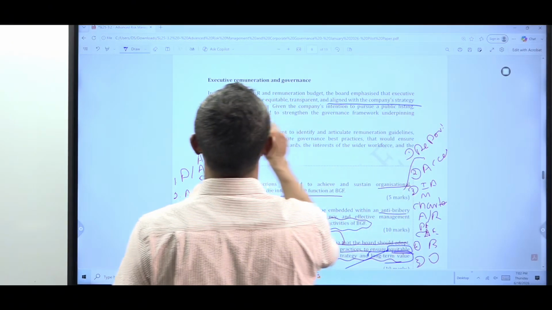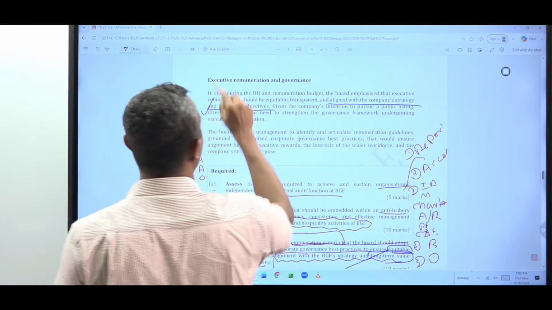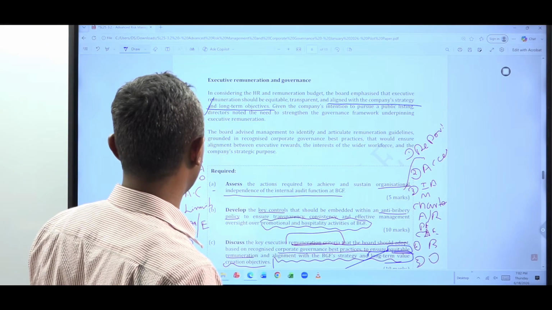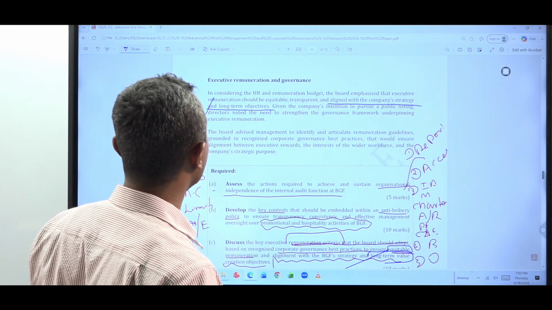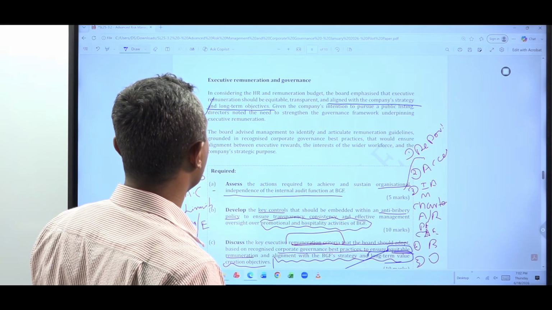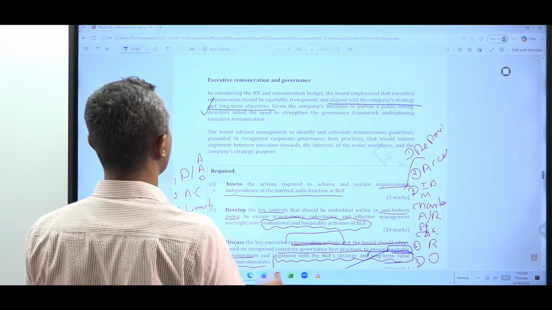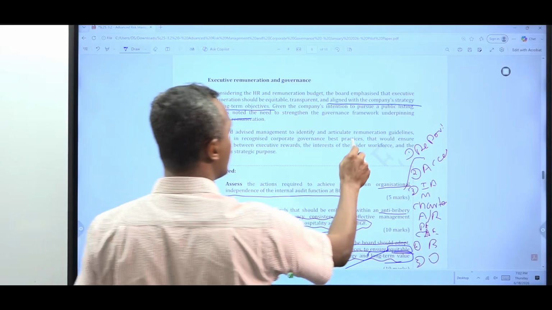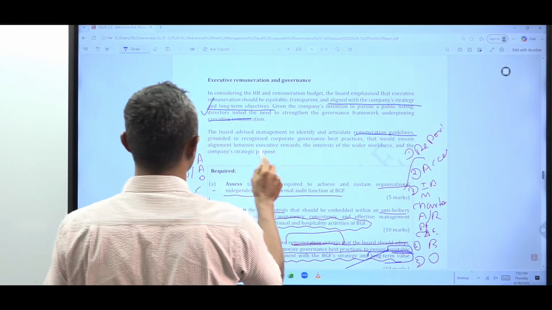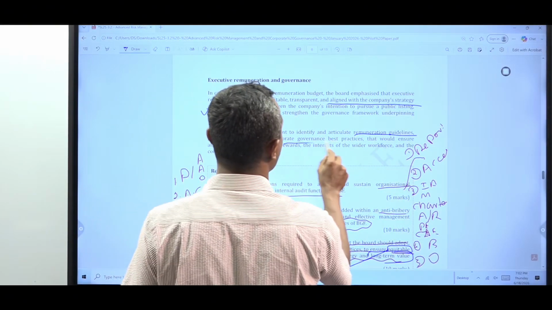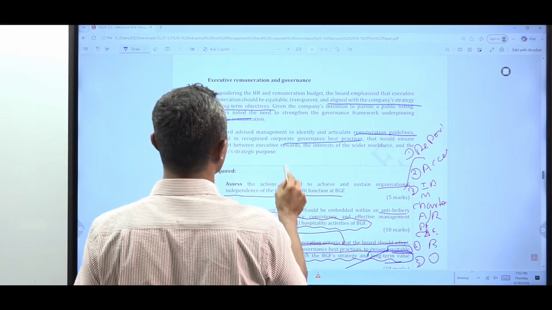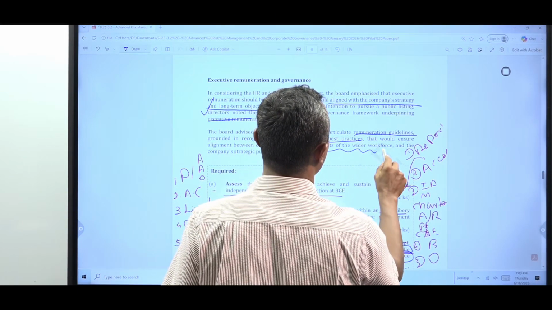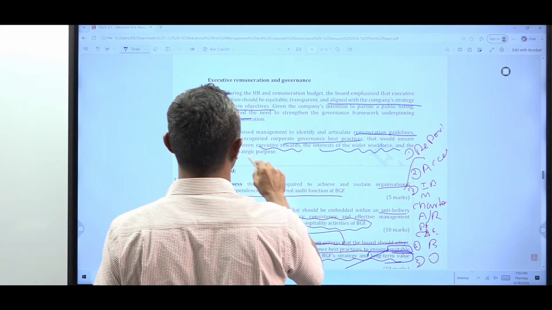Aligned with the strategy and long-term objectives, that's one of the criteria. Given the company's intention to pursue a listing, the board noted that strengthening the governance framework underpinning executive remuneration is very important. The board advised management to identify and articulate remuneration guidelines grounded in recognized governance best practices that would ensure alignment between executive rewards, the interests of the wider workforce, and the company's strategic purpose.